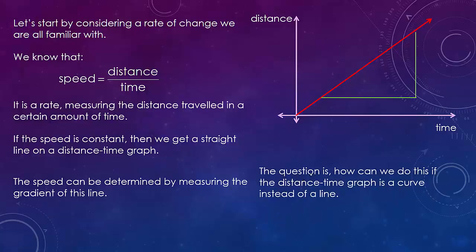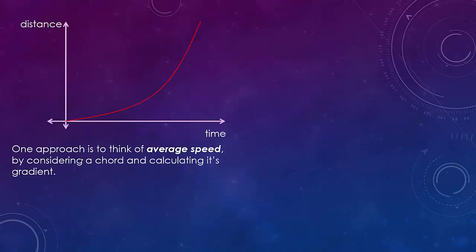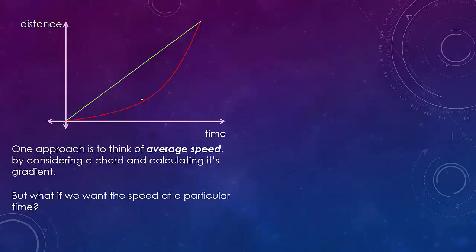And the question is, how can we do this if the distance-time graph is a curve instead of a line? So suppose we had something like this, and we can see now that it's a curve. One approach is to think of average speed by considering a chord and calculating its gradient. So the average speed would be given by this line, and we could work out the gradient of that line. But what if we want the speed at a particular time and not just the average speed?